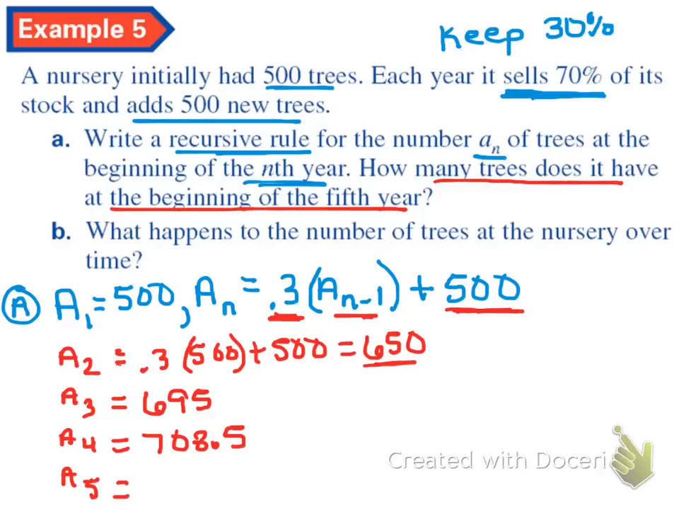In the 5th year, we would do the same thing. We would take that previous amount, 708.5, multiply it by 0.3 and add 500, so that at the beginning of the 5th year, we would have 712.7 trees. We can't just have 0.7th of a tree, so we would say, even though it may be a short tree, 7/10 of a tree, it's still a tree, so we have 713 trees.